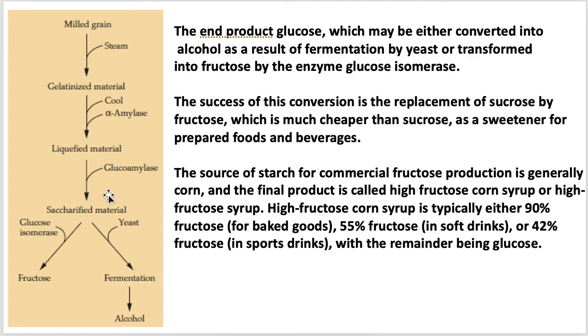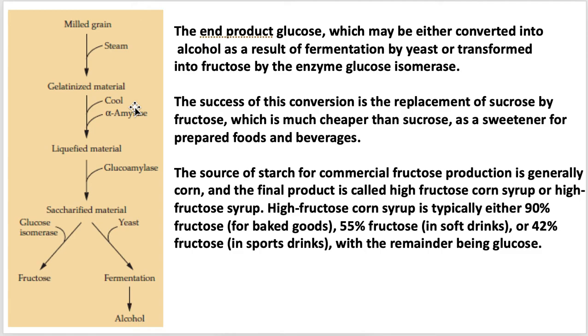Another solution is, in these two steps, first we use steam, then we have to cool it down to add alpha amylase. Now if we can make a heat tolerant alpha amylase by using genetic engineering, then we don't need to cool it down. After steam treatment we can just add the alpha amylase because it is heat tolerant. So if we can produce a heat tolerant alpha amylase through recombinant technology, then again it will solve the problem.